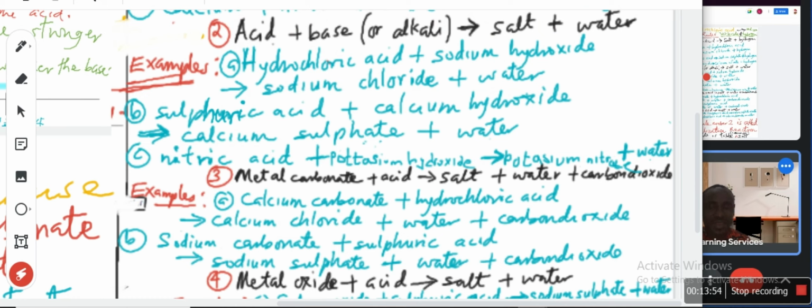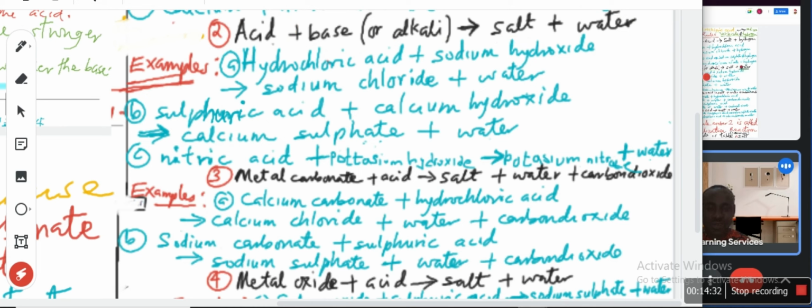They are very important. Read example number 2B. Sulfuric acid plus calcium hydroxide equals calcium sulfate plus water. Are you seeing the way the thing is working? If it was sulfuric acid, it's going to be metal sulfate, right? And of course, plus water if it was with a base. Acid plus base is equal to salt plus water.